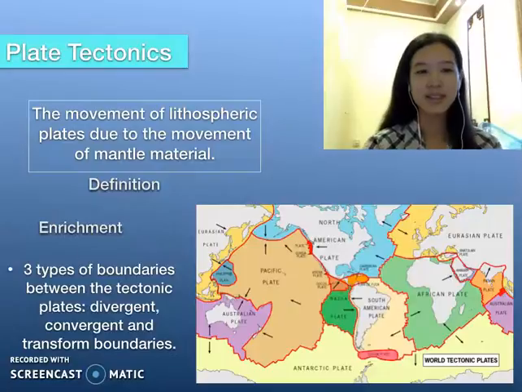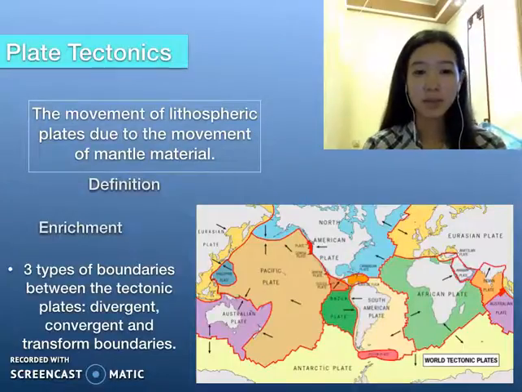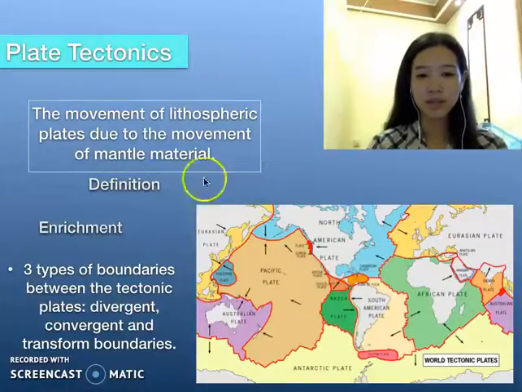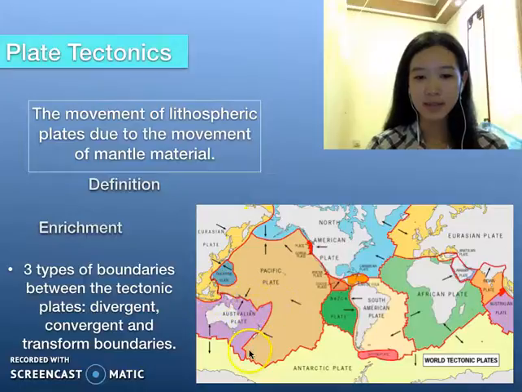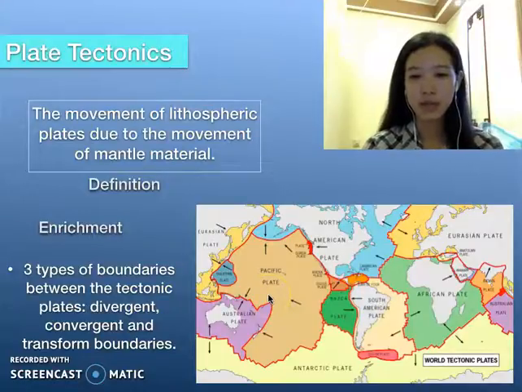let's talk about it. This term is extremely important in geology. It means the movement of lithospheric plates due to the movement of mantle material. So if you look at the diagram here, you can see the red lines and you can see many portions here. Each portion represents a plate on Earth. We have North American plate, Pacific plate, African plate, Eurasian plate, and so forth.